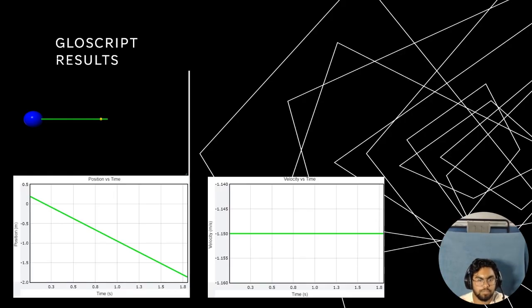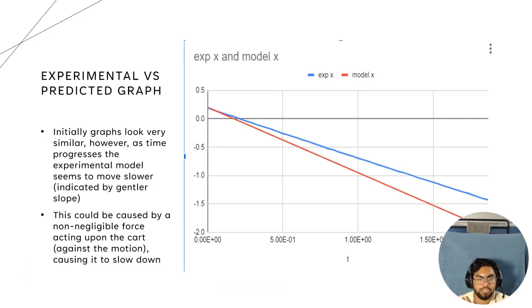So here were the results that we got. Here is the result of the model compared to our experimental trial. The graphs look very similar at the beginning, but we can see as time progresses, the experimental model seems to move slower. You can see this with the gentler slope, and this could be caused by non-negligible force acting against the motion, causing it to slow down.